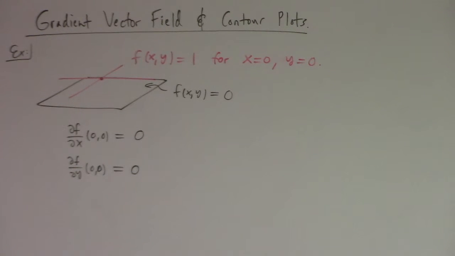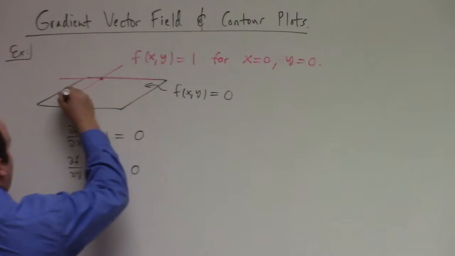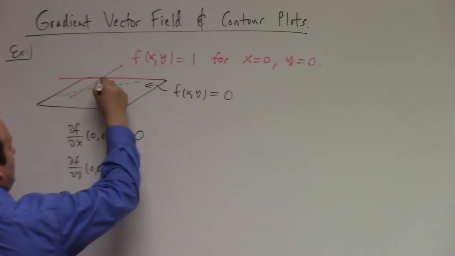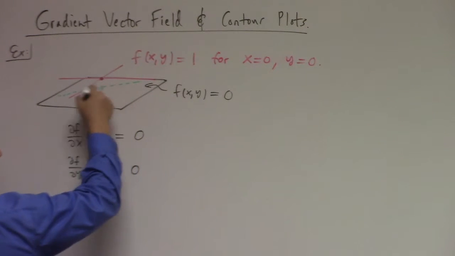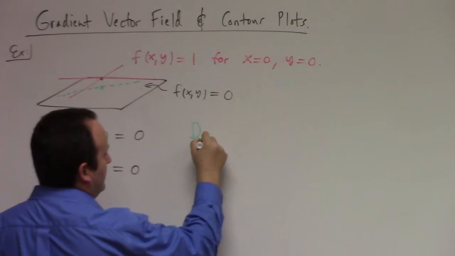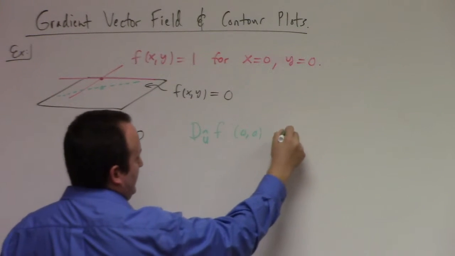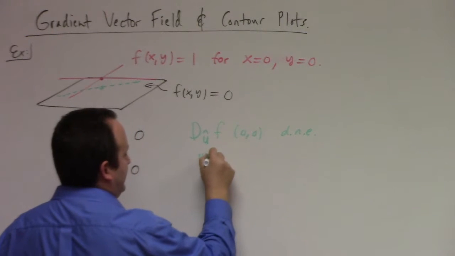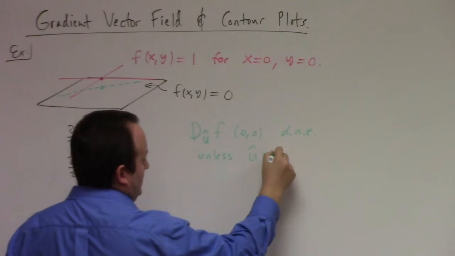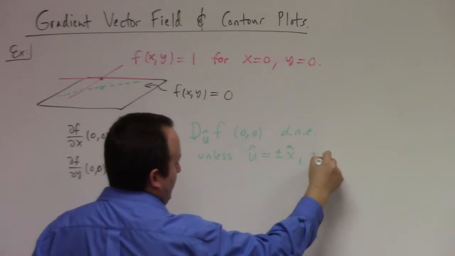How about the directional derivative in any other direction except for the coordinate axes? If you think about any other path, it's not continuous, so it's certainly not differentiable, right? If I think about any other path, like this one, when I get to here, it jumps. So you can see that the directional derivative in the u hat direction at the point 0, 0 does not exist unless u hat is equal to plus or minus x hat or plus or minus y hat.